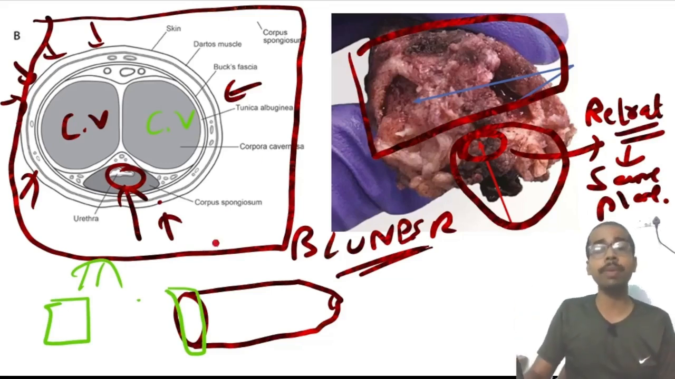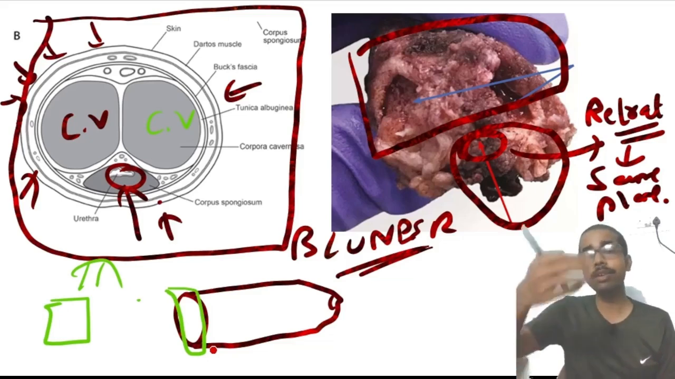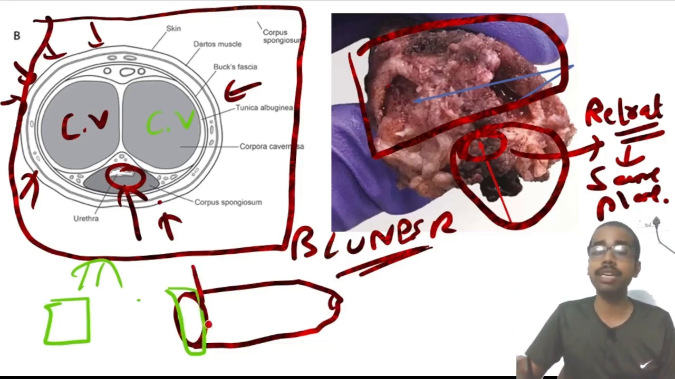If you are cutting in one plane, that means you are going a bit deeper. You are not giving the actual margin because urethra is deeper. You are not giving the actual cavernosa margin. You are cutting a bit deeper and you are giving.